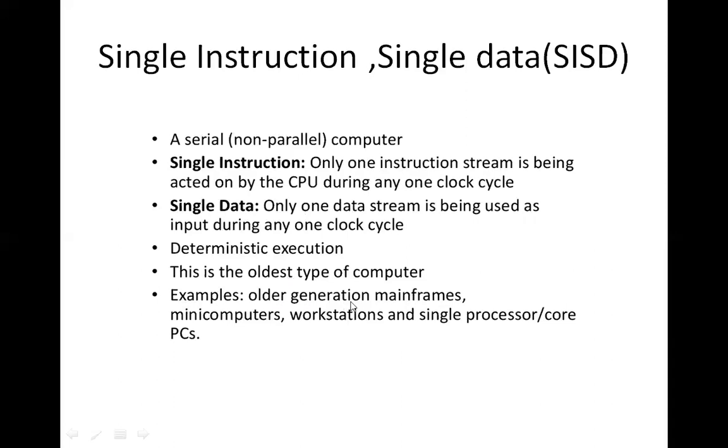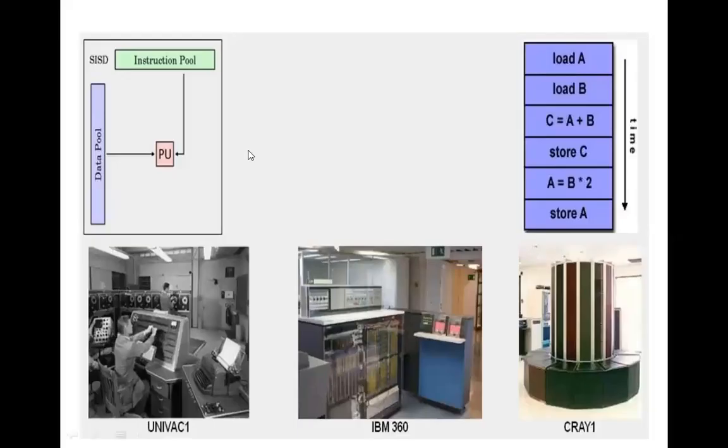Older generation mainframes, minicomputers, workstations, and single processors, these all come under the SISD classification. Okay, so this is the single classification, with examples here: the UNIVAC, IBM 360, Cray 1. These are all examples of the SISD classification. And this is the data pool and instruction pool. There will be one processor unit, and it will process all the elements with instructions and data.